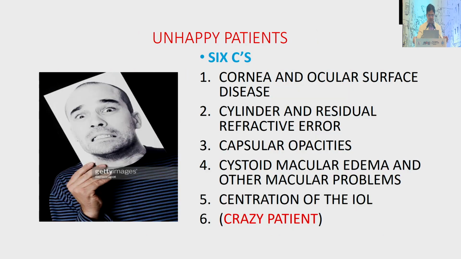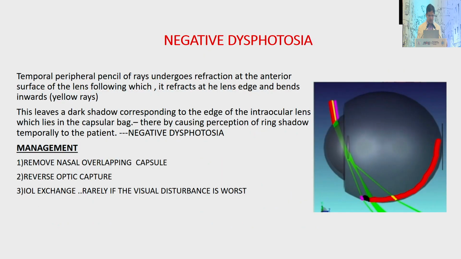Even after doing so many things, you may land up with unhappy patients. I say there are 6 C's: cornea and ocular surface disease, cylinder, residual refractive error, capsular opacities, and the last but not the least is crazy patients. Now, negative dysphotopsia, like temporal peripheral pencil beams, when they hit the lens edge, may cause a shadow on the retina and may give rise to negative dysphotopsia.